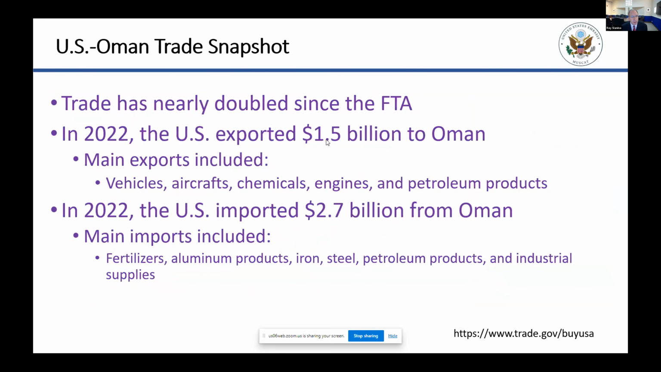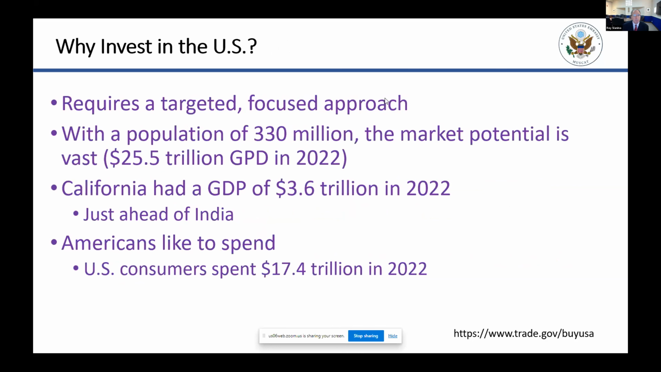Just a quick snapshot of the US-Oman trade. In 2022, it was about 1.5 billion of goods exported into Oman, and Oman exported about 2.7 billion to the US. So it's actually in Oman's favor. They're exporting more than importing. Mainly finished goods like vehicles, aircraft, engines, some chemical and petroleum products. So those were the main exports to Oman, and Oman exported fertilizers, aluminum, iron, steel, petrol, and other industrial supplies.